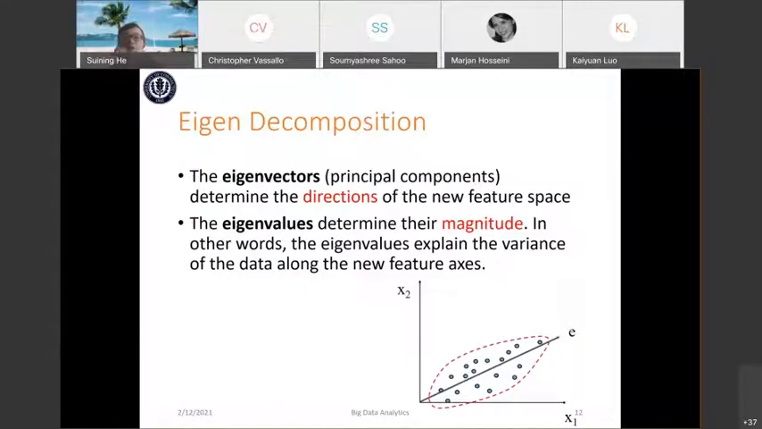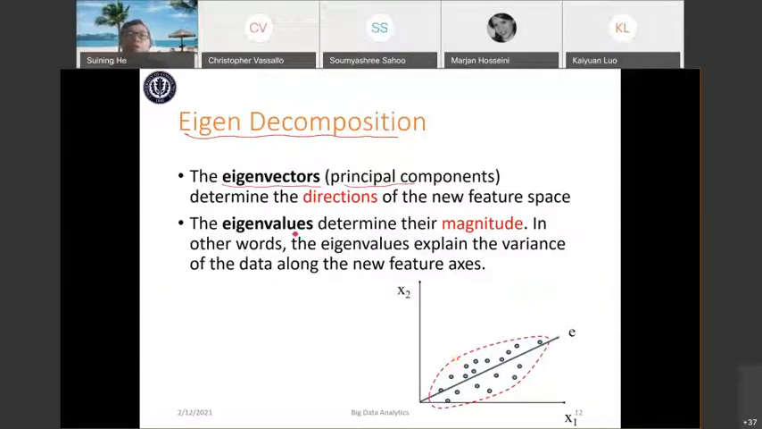So let's see how this PCA works. It's based on the so-called eigen decomposition. Eigen decomposition will return two important outputs. The first one is the so-called eigenvectors, which in terms of the PCA correspond to the principal components. So it determines the directions of the new feature space. This will be important for us to define the space that we need to project the data towards.